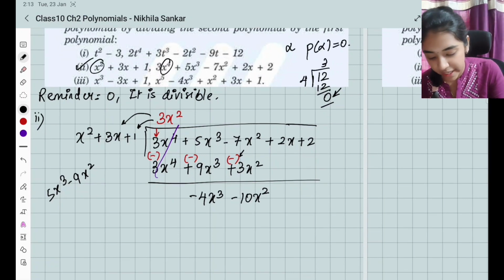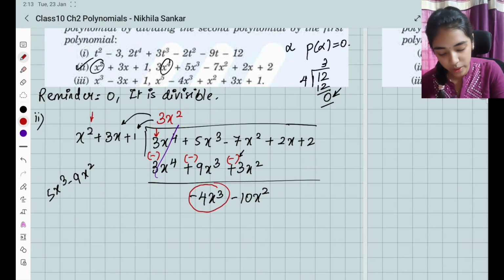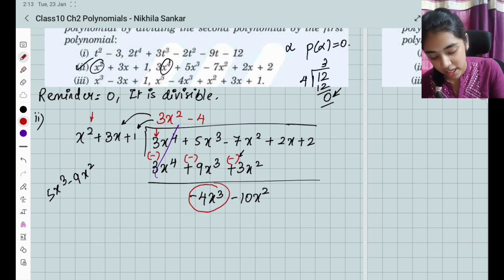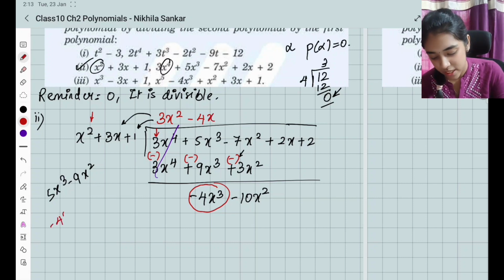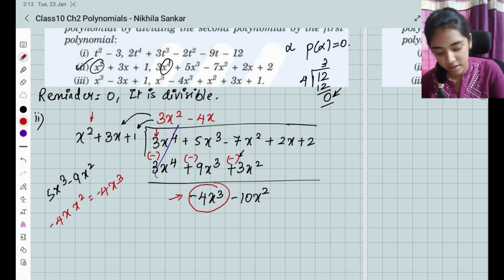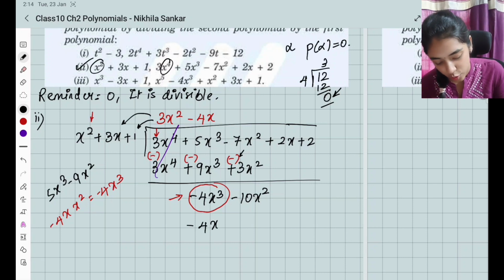Now we have a minus 4x cube. So in that line, the term is minus 4x cube. We have only x square here. So I'm going to do minus 4 into x. Understood? Minus 4x into x square is going to give me minus 4x cube, which is what is needed here. So x square into minus 4x is going to be minus 4x cube.